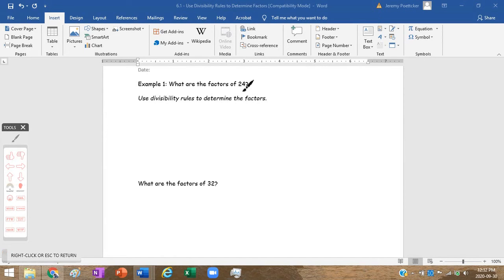So, first of all, we look at it and see, okay, well, it's even. That tells us that one of the factors is 2. So then we can say 2 times 12 equals 24, because we divide 24 by 2, which gives us 12.